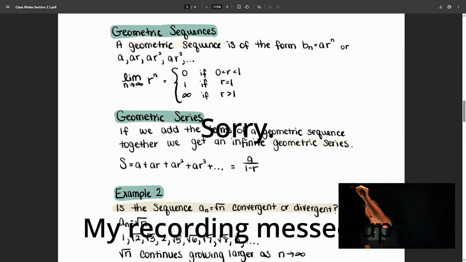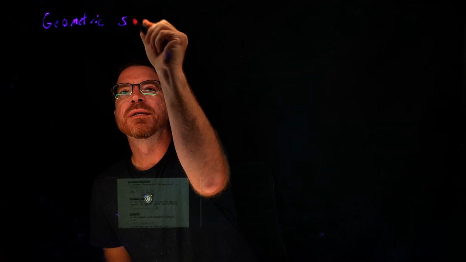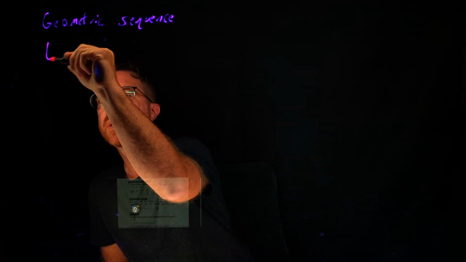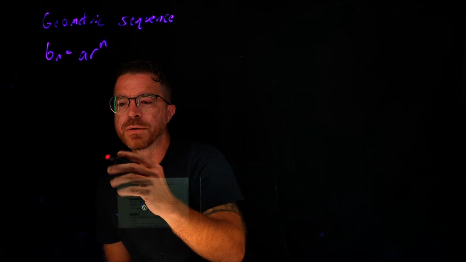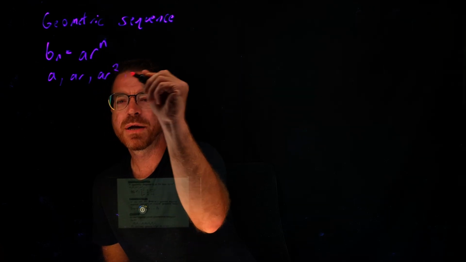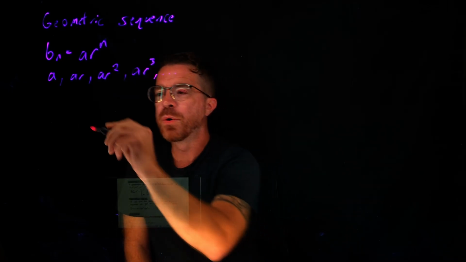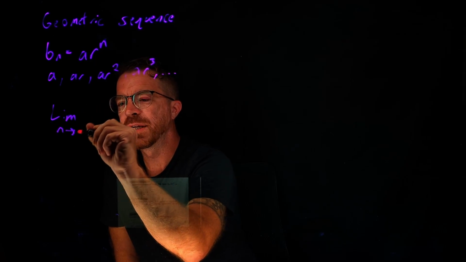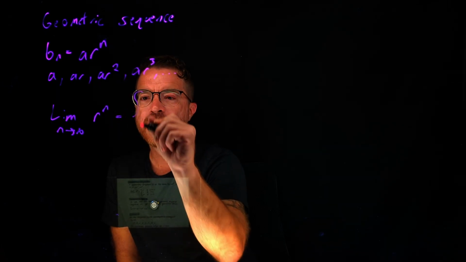Now consider a geometric sequence. A geometric sequence is just a sequence that takes the form bn equals a r to the nth power. So this means that it'll be ar, ar squared, ar cubed, and so on and so forth. So if we take the limit as n approaches infinity of this sequence r to the n, we actually have to consider a few different cases.